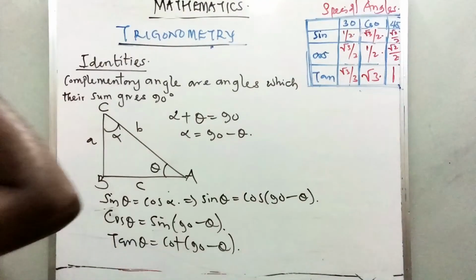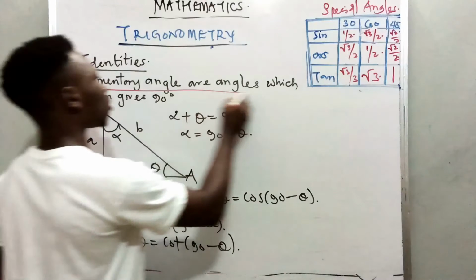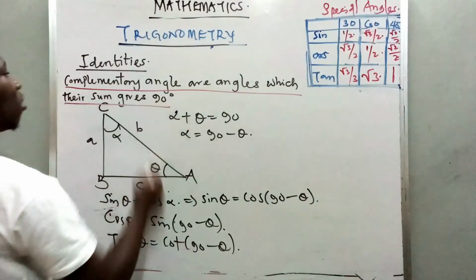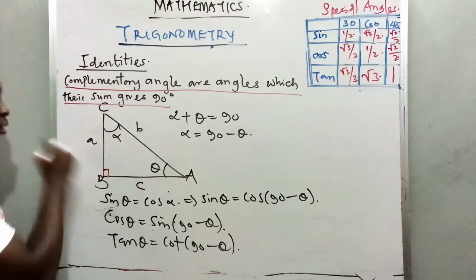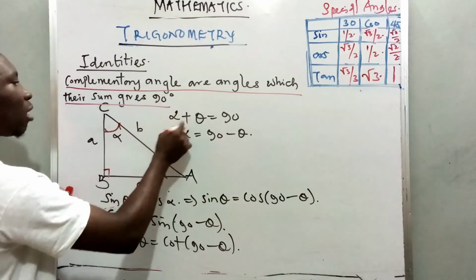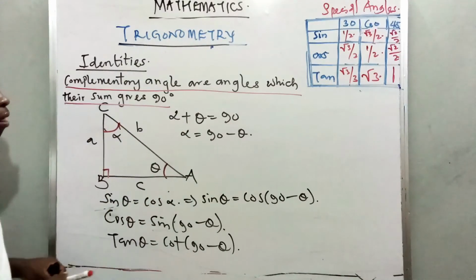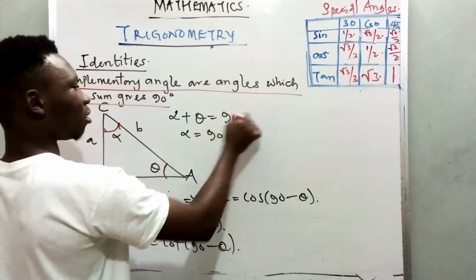Identities. Now, when talking about identities under complementary angles, I told you here that complementary angles are angles whose sum gives 90 degrees. Now look at having a right angle, we have this side to be 90 degrees. And we have two internal angles, which are alpha plus theta, and alpha plus theta is equal to 90 degrees.